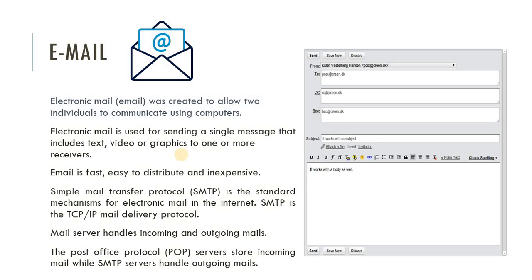So electronic mail is used for sending a single message that includes text, videos or graphics to one or more receivers. Email is very fast to distribute and inexpensive. Yes, within a second we can transfer a mail to someone else. But this is what we are using in our day-to-day life.